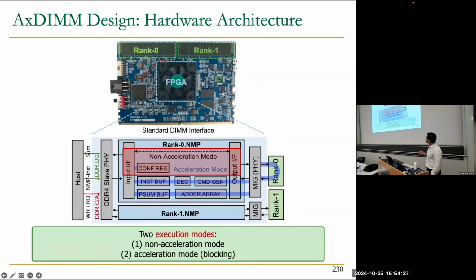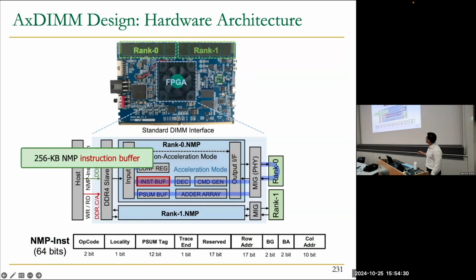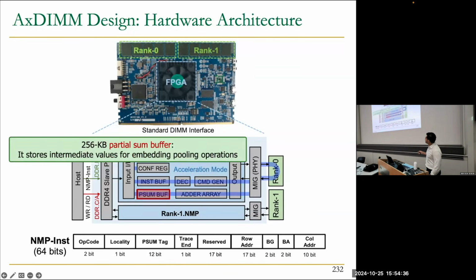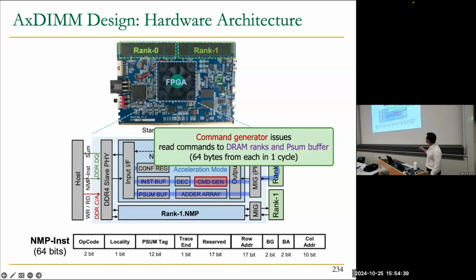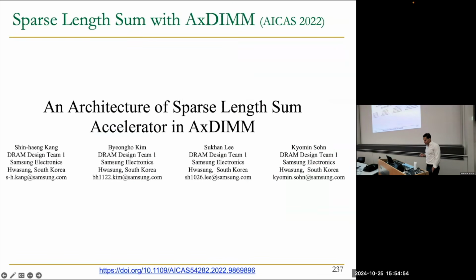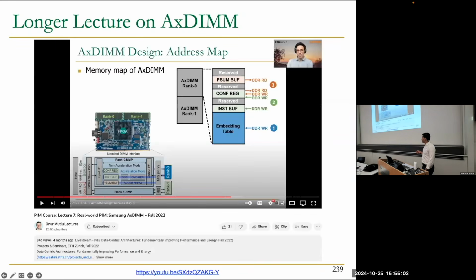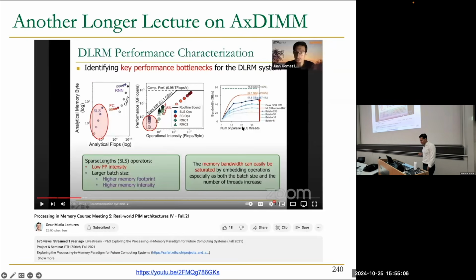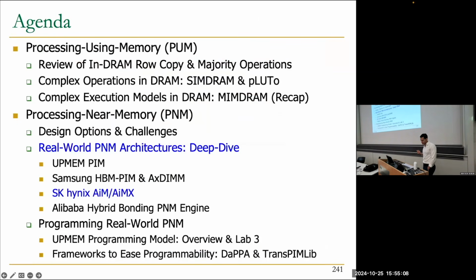I'm not going to explain in much detail the design of this. But what is important for you to know is that this is a custom fabric, so you can actually implement whatever you want. But since they are interested in recommendation systems, what they implement is this. The important key component is this adder tree array here, which is a SIMD-like processor that does the element-wise summation required for recommendation system processing. They also use this architecture to accelerate other things like sparse length sum and also database operations. And again, if you are interested in this architecture, I invite you to check Juan's lecture on that.